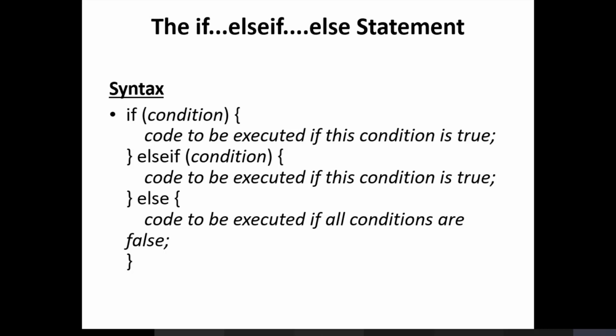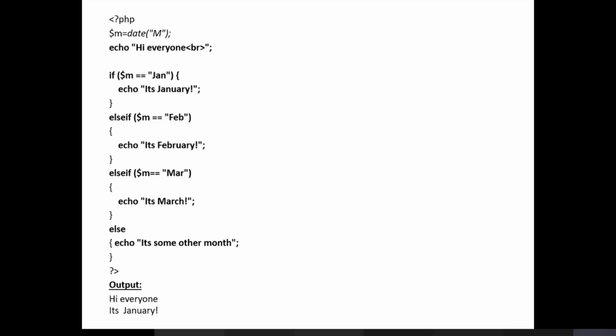So what happens in it is, if the condition becomes true, it executes the first code. If the condition becomes false, then it checks with the else if conditions. And if all the conditions become false, then it moves to the else part. So once it has moved to the else part, then that particular code gets executed. So that is the if else statement. So let's check it out with the program.